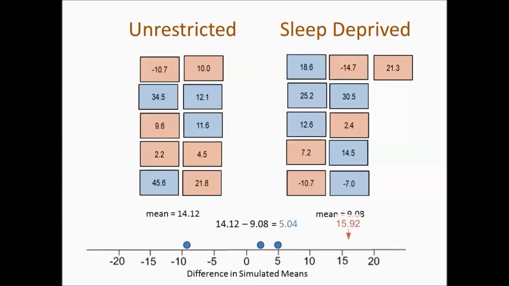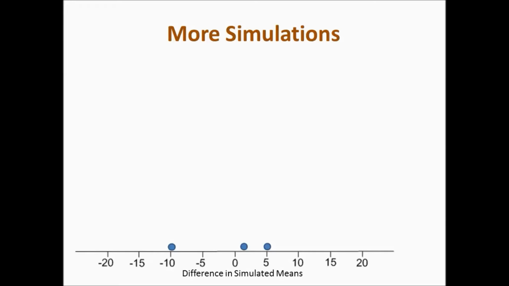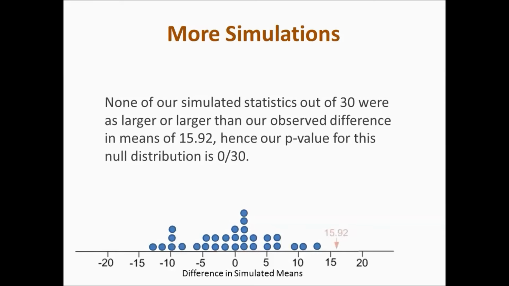Note that none of these simulated results are as extreme as the actual observed difference of 15.92, so it's starting to look like this observed difference might be unlikely to occur just by chance. But we need more than just 3 simulated results. In class, I would have each of my students shuffle the cards and compute a difference in means. They would then plot those differences on the board, and the results might look something like this. In this class of 30 students, we find that none of our simulated results are as large or larger than that of the actual observed statistic from the study. Hence, at this point, my p-value is 0.